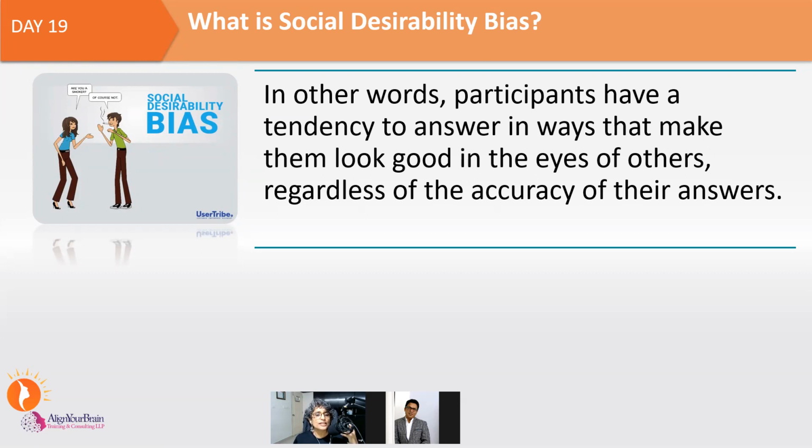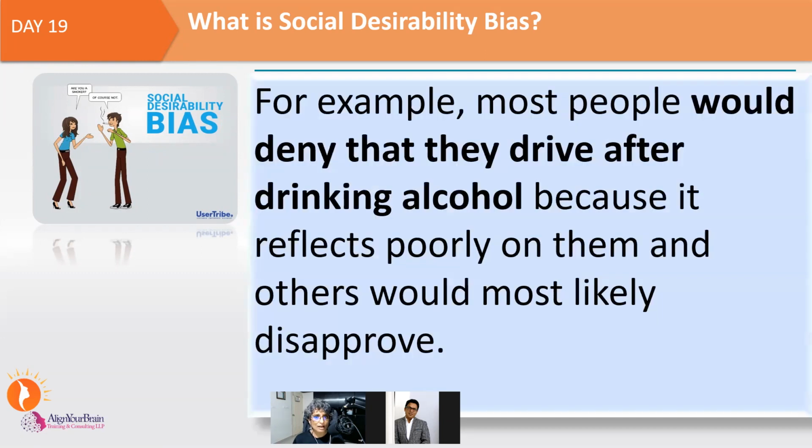So social desirability bias is to do with looking good in others' eyes in a social setup, whether it is in a social physical situation or in a survey kind of situation, where you're trying to make the answer look good instead of giving what you really want to answer there. What will others think? For example, most people would deny that they drive after drinking alcohol because it reflects poorly on them, and others would most likely disapprove.